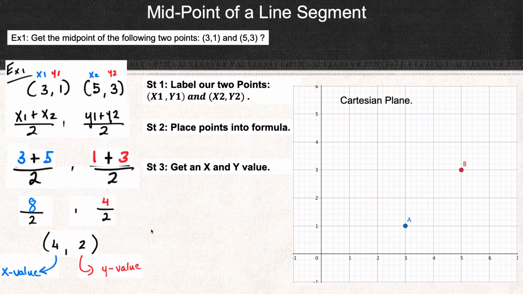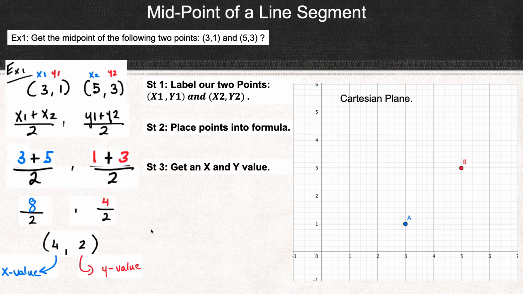So if you have a look at it, there's our first point, 3, 1, isn't it? There's our second point, 5, 3. And if you logically think about it, where's the middle going to be? Here, isn't it? Which makes sense because we got the midpoint of 4, 2. Is that okay? Right, I'm going to show you one more.